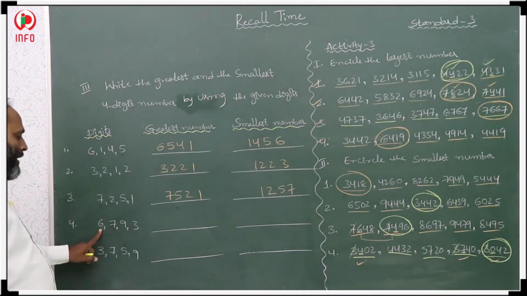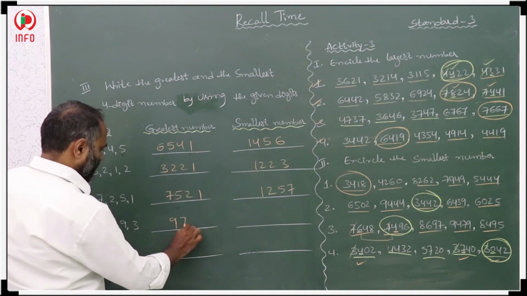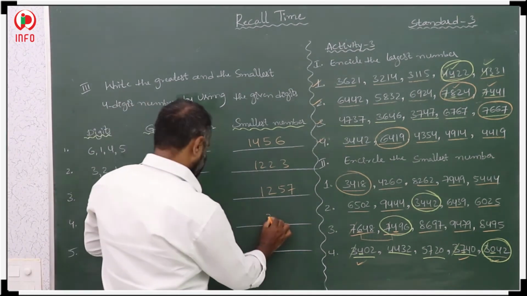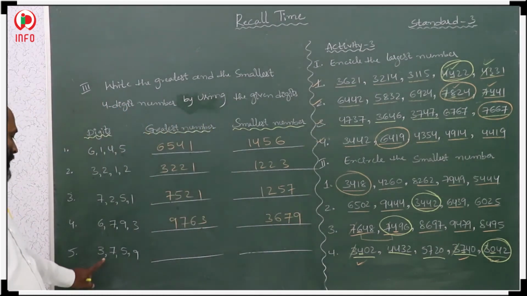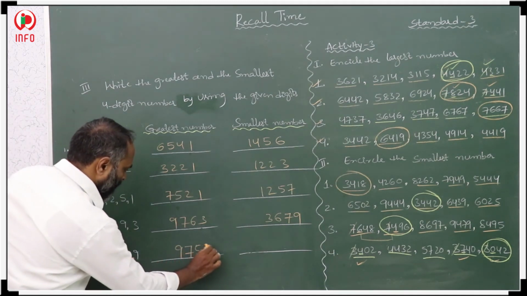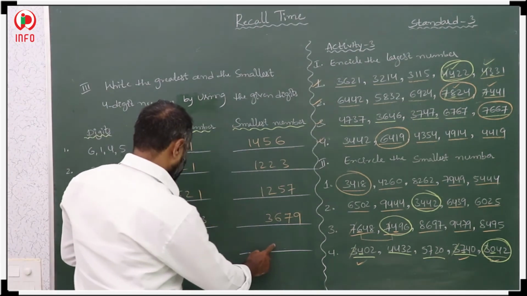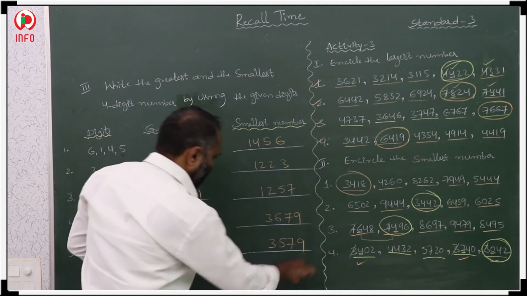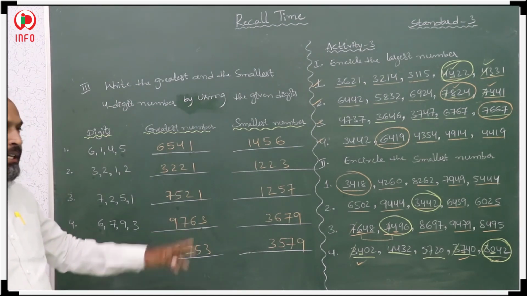Then here for the greatest number, first the greater digit: 9, 7, 6, 3. In reverse order: 3, 6, 7, 9. Then here descending order, first 9, 7, 5, 3. This is ascending order, reverse order: 3, 5, 7, 9. In this way we have to write ascending order and descending order by using digits.